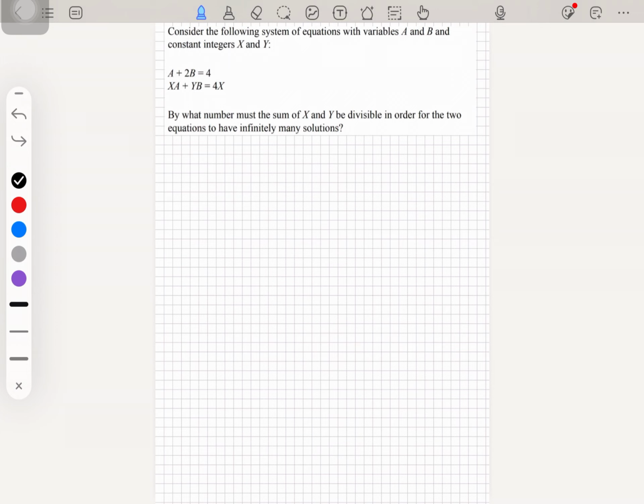So the question is, consider the following system of equations with variables a and b and constant integers x and y. You immediately notice a difference. Normally, you assume x and y to be variables and a and b to be constant integers. So keep that in mind.